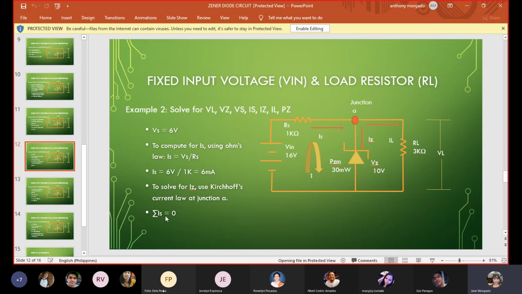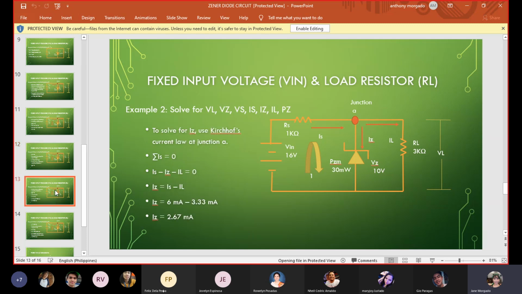However, using Kirchhoff's law, summation of current equal to 0 at the junction, wherein yung mga papasok is positive, palabas is negative. So, IS minus IZ minus IL is equal to 0. Therefore, IZ is the difference between IS and IL. So we have 6 milliamperes minus 3.33 milliamperes. So we have IZ of 2.67 milliamperes.